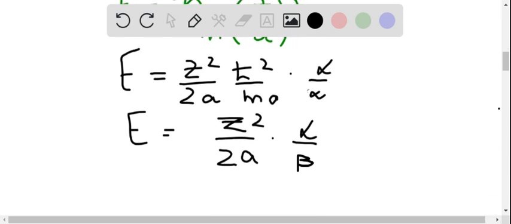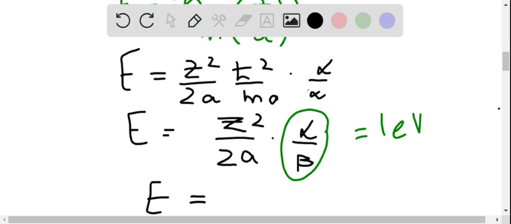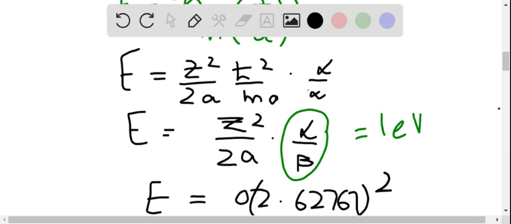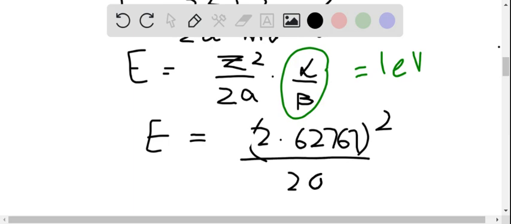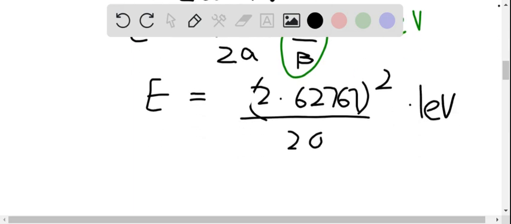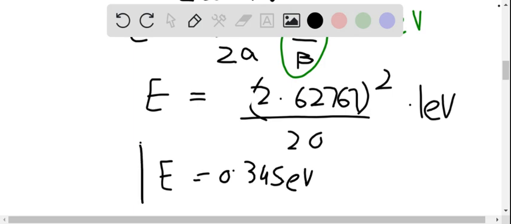And we know that this fraction is equal to 1 electron volt, right? So plug it back over here and we'll get that E is equal to 2.62767 square divided by 20 into 1 electron volt, right? So E would be equal to 0.345 electron volt, right? So this is the solution for this question.